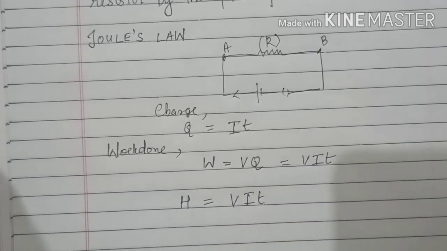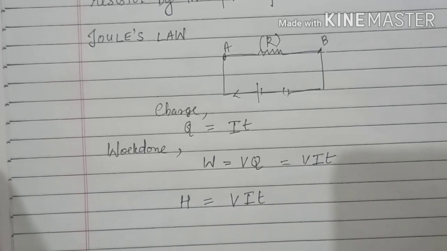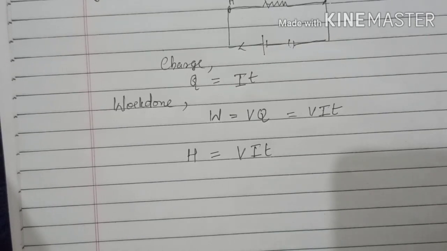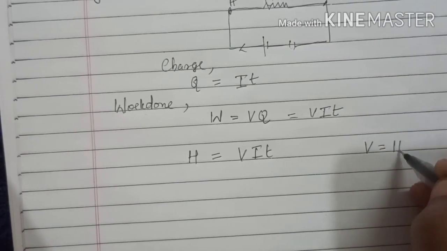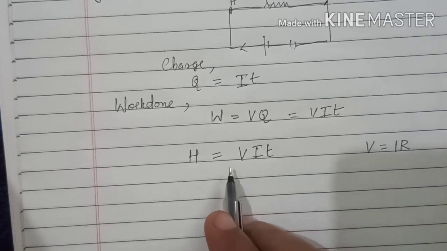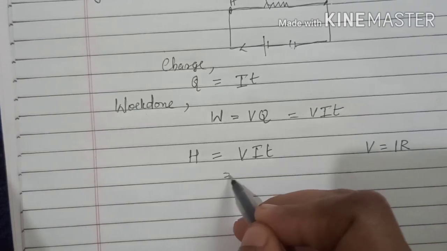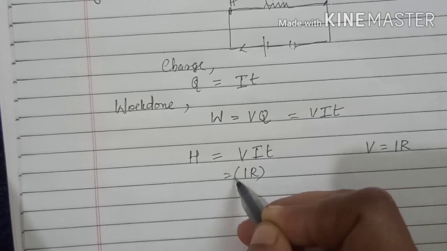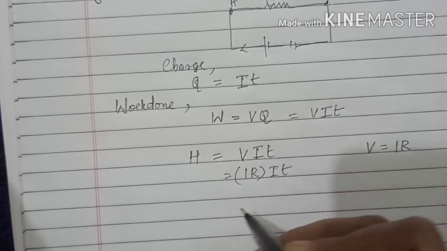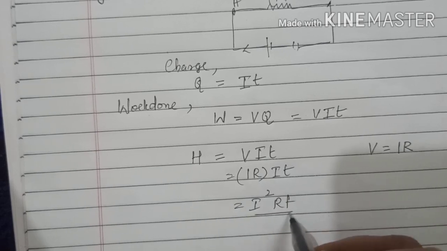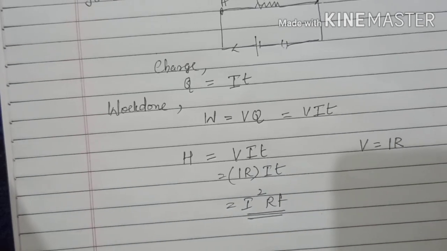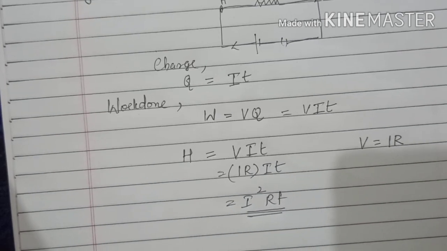So, I can write H is equal to VIT. Also, according to Ohm's law, you know V is equal to what? IR, isn't it? So if I substitute the value here, you will get IR into IT, which is I square RT. Okay, I square RT. Clear? Actually, this is the equation which we use for Joule's law.